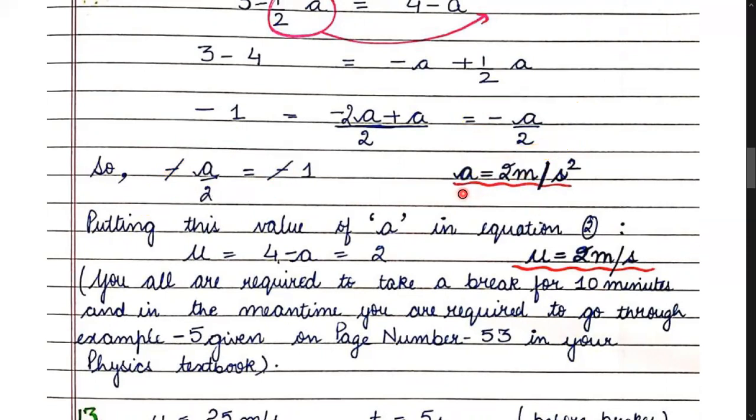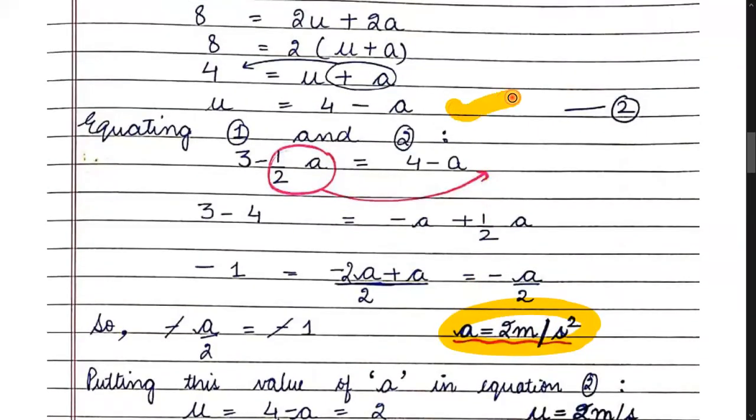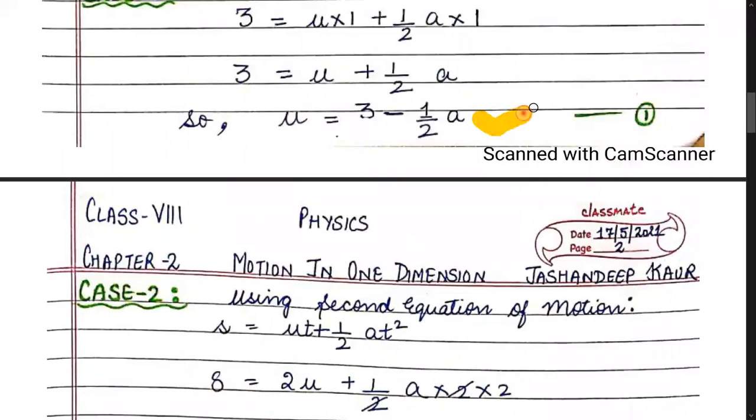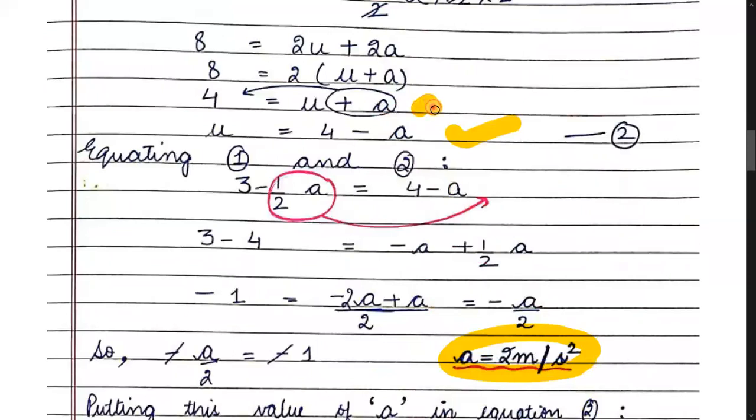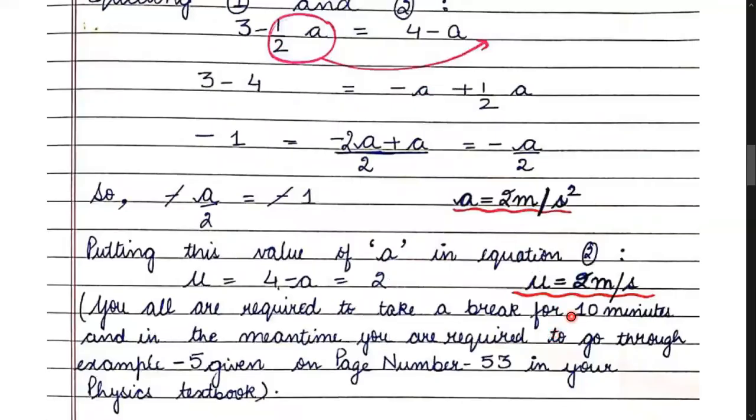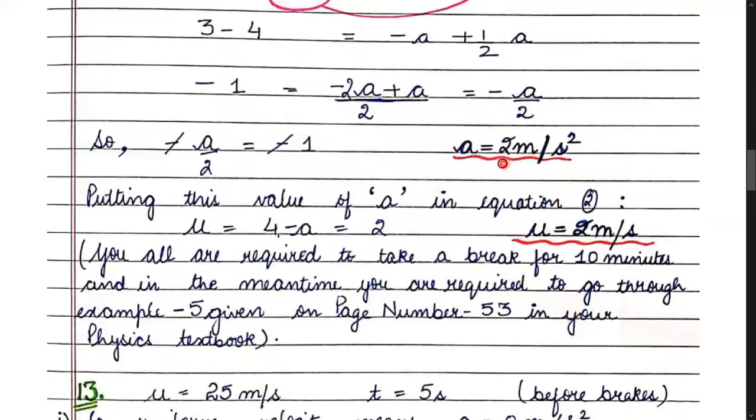Now this is the value of acceleration. You can put this value of acceleration in either equation 2 or in equation 1. If you put a as 2 meters per second square, then your answer will come 4 minus 2, 2 meters per second. Children, note that the SI unit of acceleration is meter per second square, while the SI unit of velocity is meter per second.